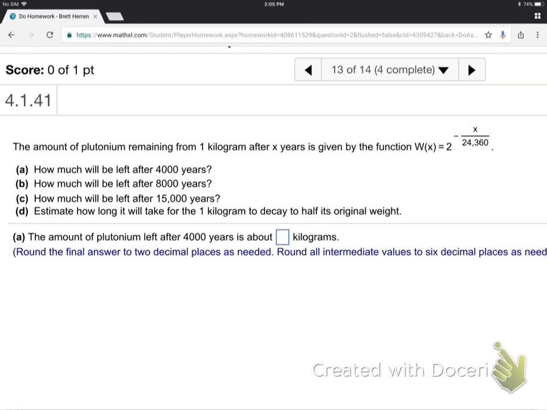Okay, let's do D. Because D is tricky, really tricky. Estimate how long it will take for 1 kilogram to decay to half its weight. So they're being super tricky here. First off, just think real with me. If I said, hey guys, I had 1 kilogram and then later it was half that, what's half of that? 0.5. So let's be clear, we're talking about 0.5, right? That's half of 1. 1 kilogram became half of its original. So now it's 0.5.